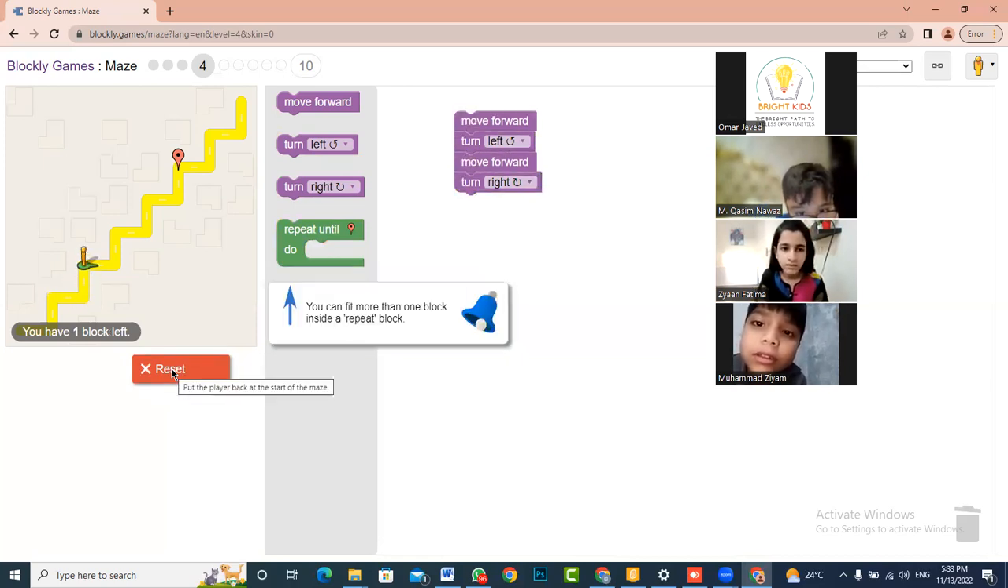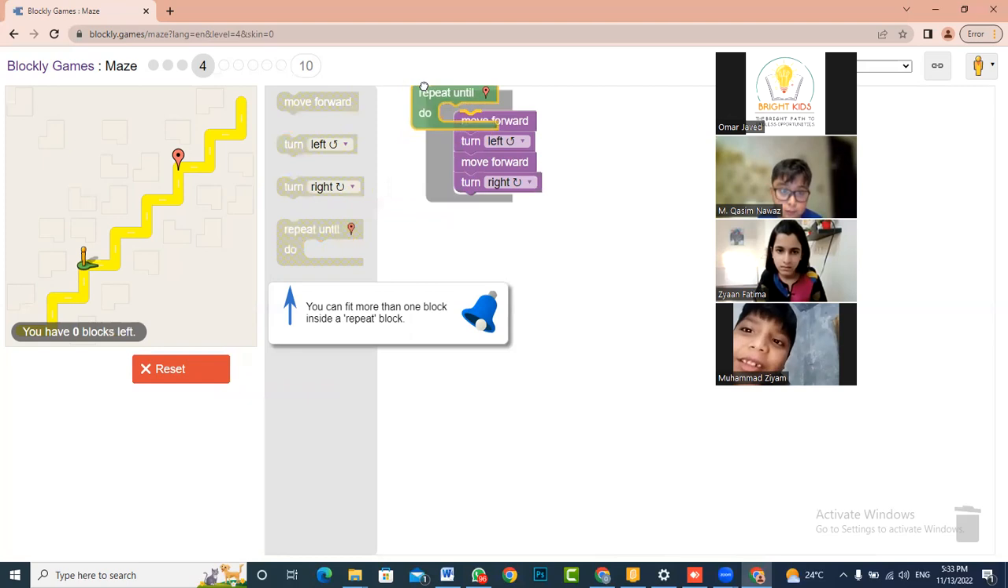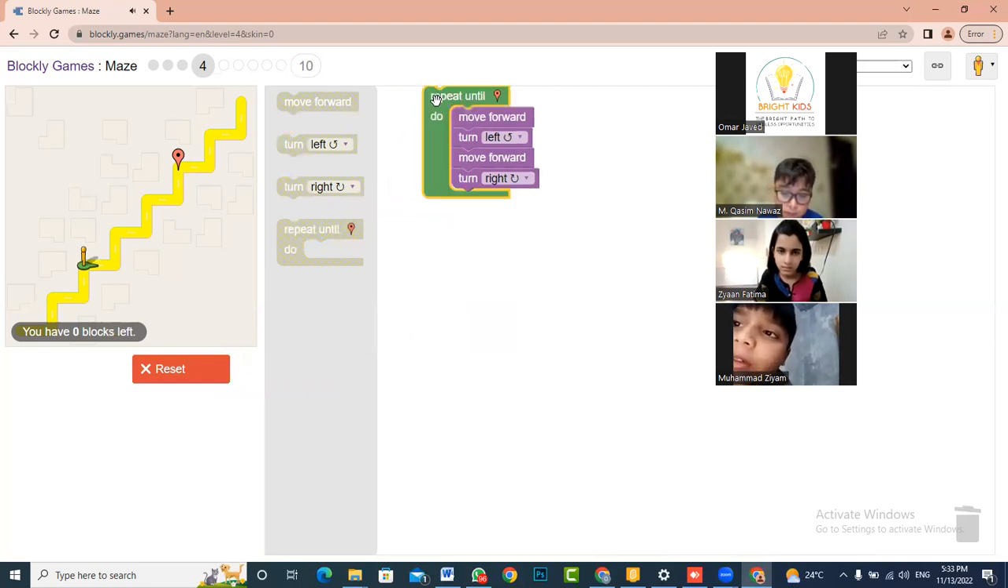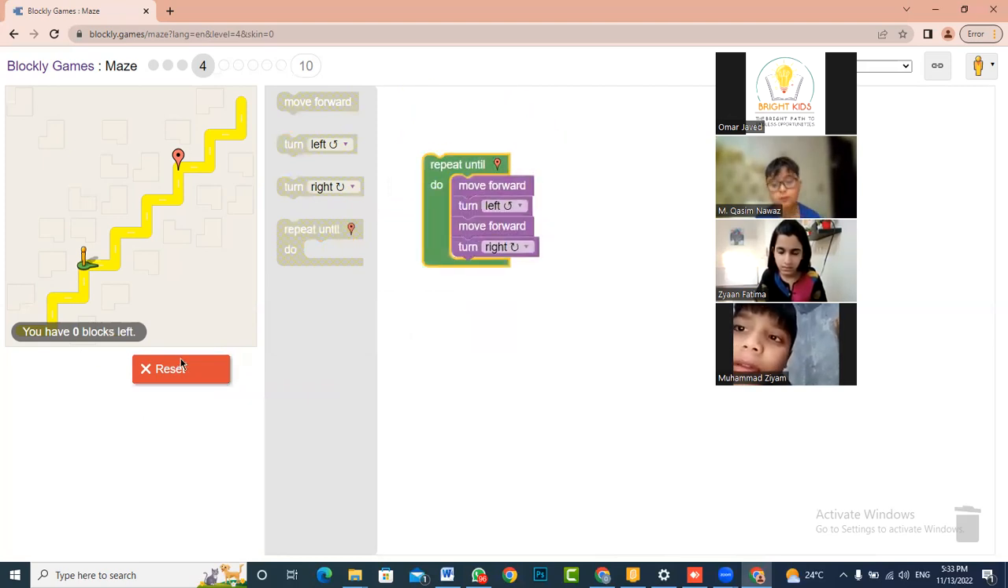After this, we have found out how we can climb one stair. So we have found out the method to cover one stair. Now we just need to ask our character to keep on repeating this thing so that it does not stop until it reaches the target. So that's how it's going to work now.